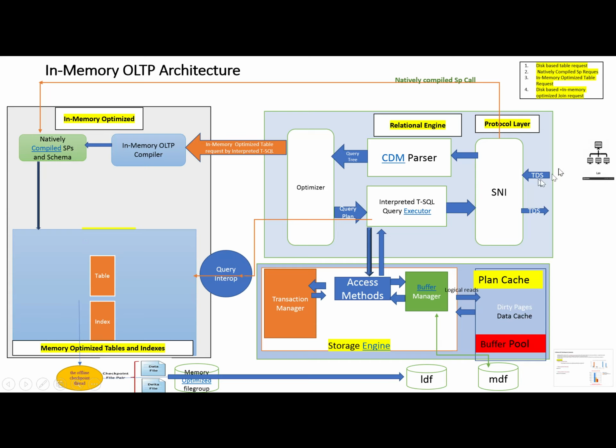But if there is a T-SQL query accessing this memory optimized table, it will go to the protocol layers, then it will be parsed and optimized, and this traditional interpreted T-SQL query executor will execute it. The query interop will also be involved, which is responsible for accessing the data from the memory optimized table. So more instructions are involved, but there is still a performance gain compared to disk based tables.